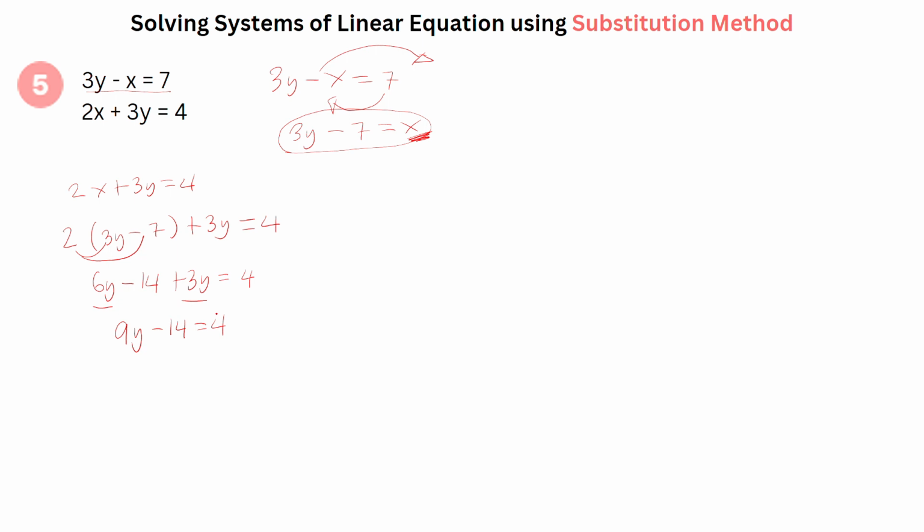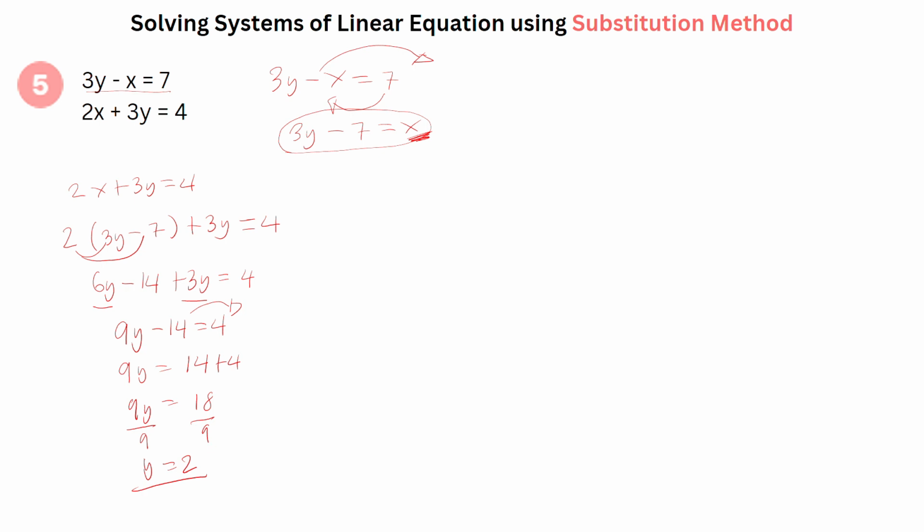How do we solve for y? What we do is, again, make it solo and positive. So I will transpose the negative 14 to the right side. So 9y is equal to positive 14 plus 4, so 9y is equal to 18. How do you solve for y? Divide by 9. So y is equal to 2. Are we done already? Not yet.